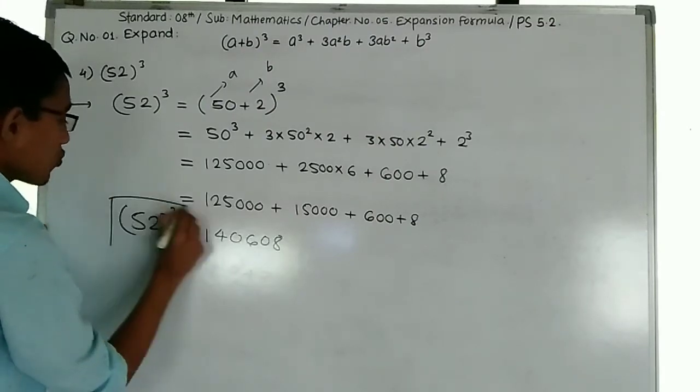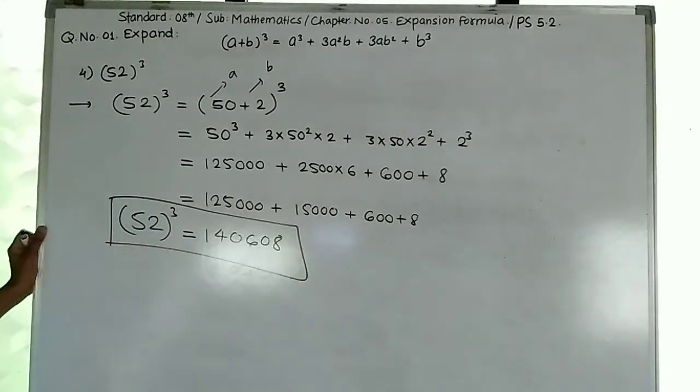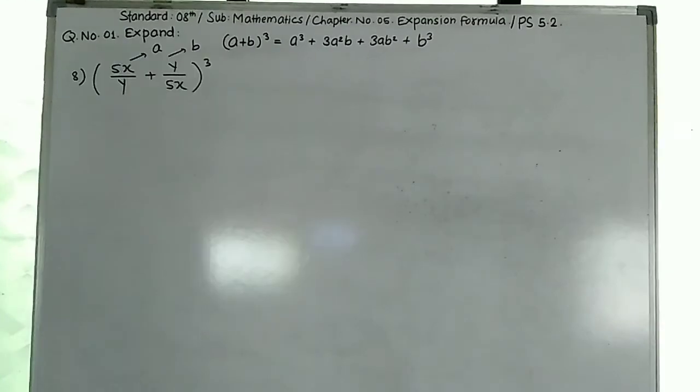So what is the cube of 52? It is 1,40,608. Okay. So this is the required solution for 52 raised to 3. Okay, let us see one more question.